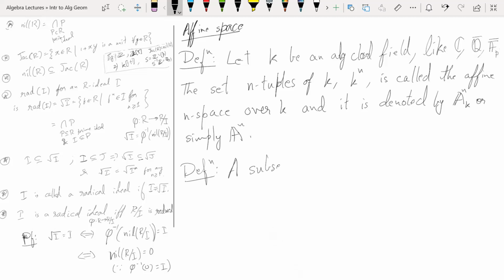A subset X of A^n_K is called an affine algebraic set.